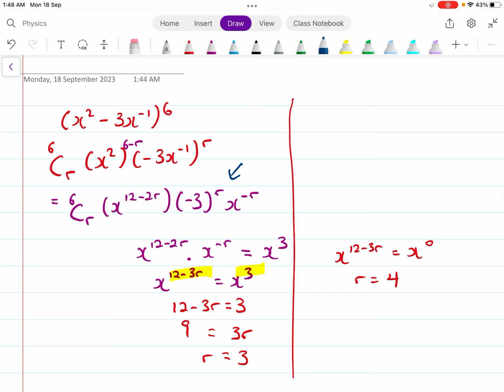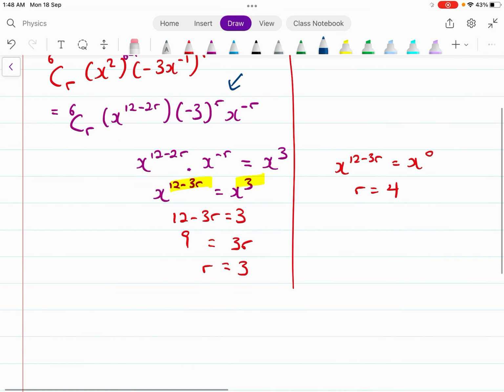So x to the power of 12 minus 3r equal to x cubed. So of course r equal to 3. So what do they mean by r equal to 3? Means that when you choose 3, x squared bracket, minus 3 over x bracket. So the 3 is here. Now of course this is 6 minus 3 is 3. So I will get the x cubed term. So that's what they mean.